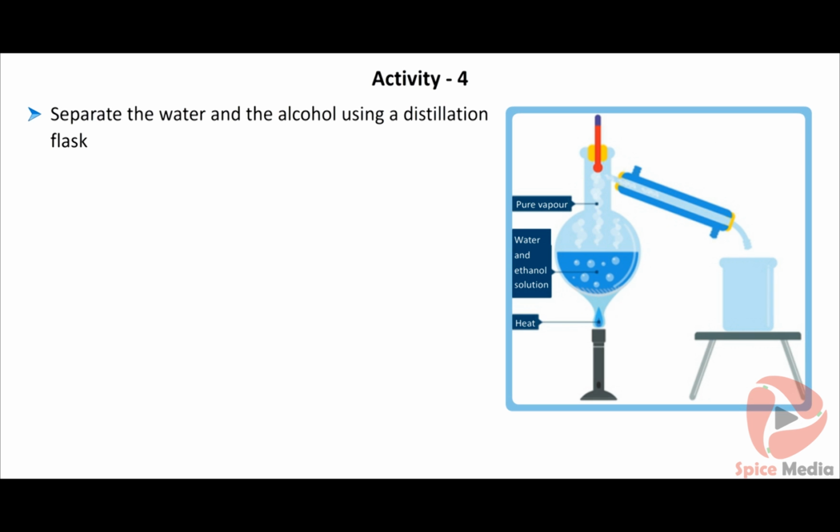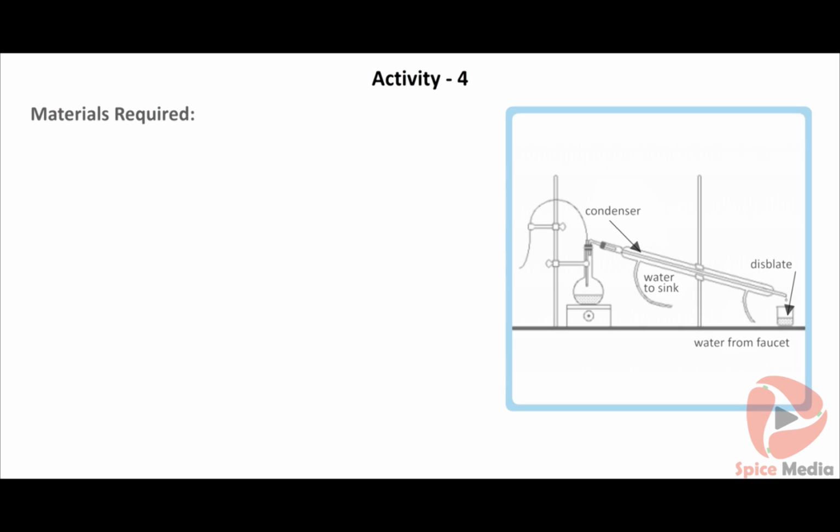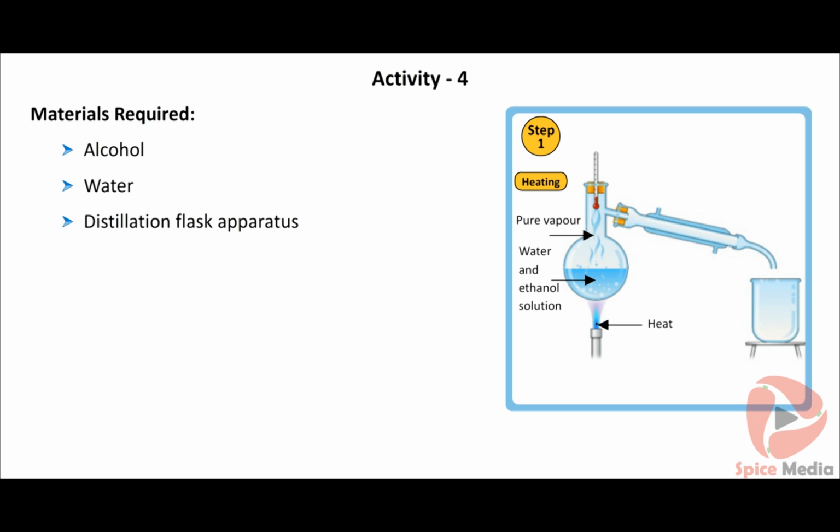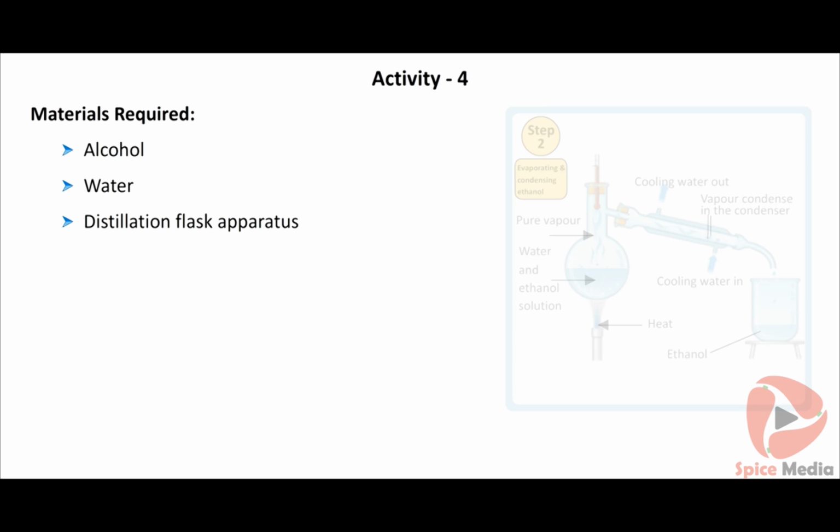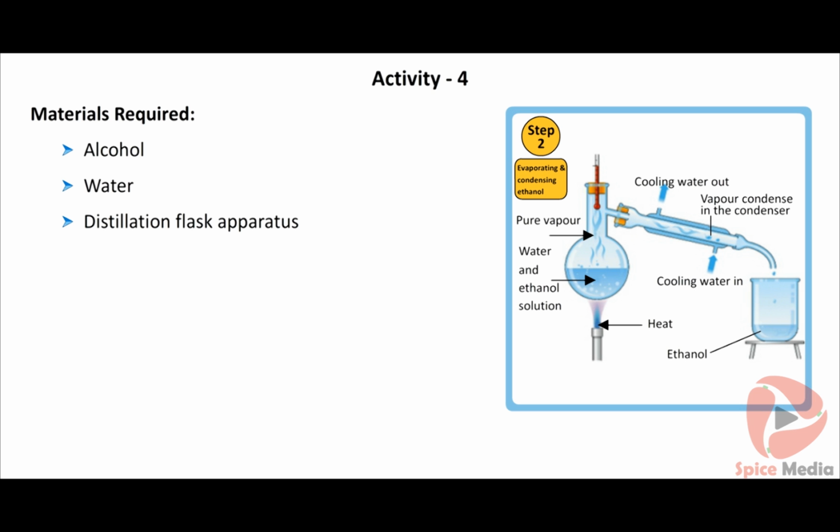Separate the water and the alcohol using a distillation flask. Materials required: alcohol, water, distillation flask apparatus. Procedure: take a mixture of alcohol and water in a distillation flask. Close the distillation flask with one whole rubber cork and fit in a thermometer. Fit a condenser. Heat the mixture slowly.